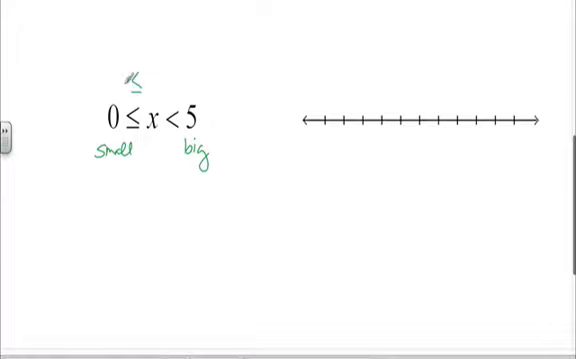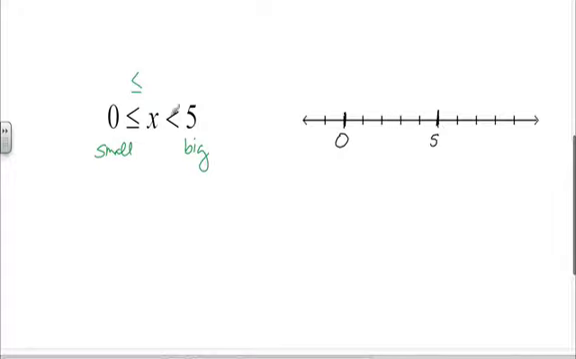So small number is less than middle number, which is less than the big number. That's perfect. That's what we want. And then we'll just go ahead and plot some of these values here. I'll put 0 there. 1, 2, 3, 4, 5 would be here.